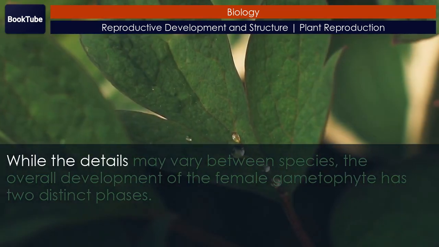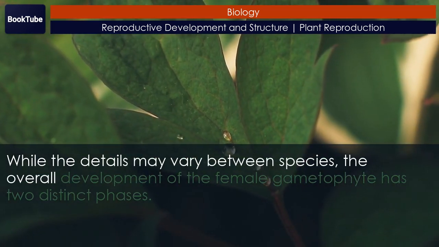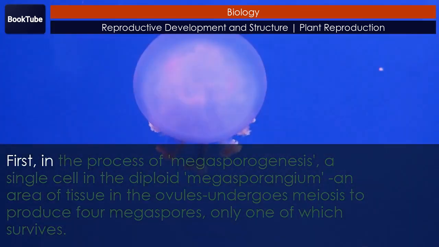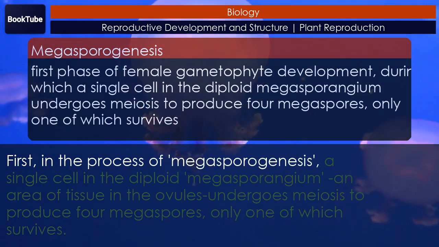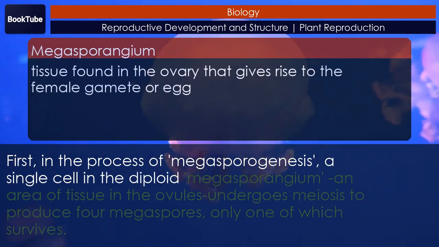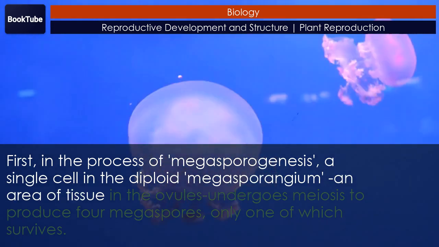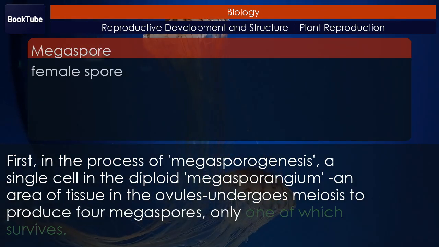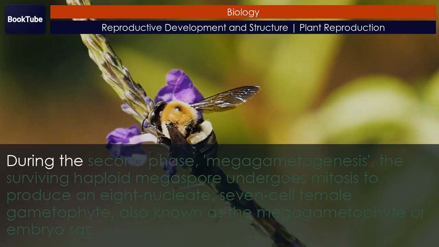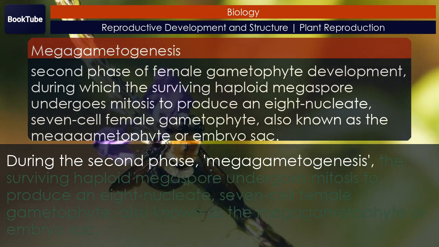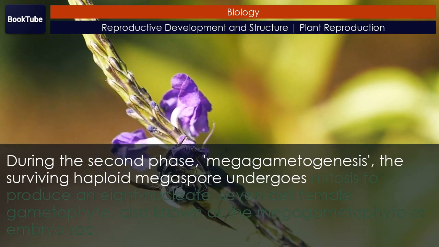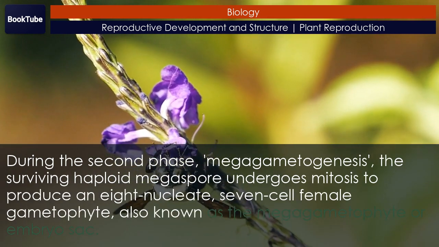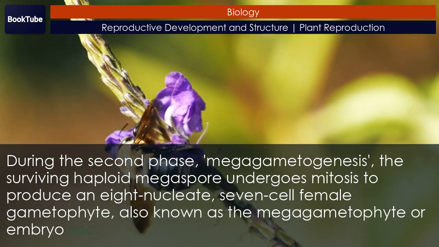While the details may vary between species, the overall development of the female gametophyte has 2 distinct phases. First, in the process of megasporogenesis, a single cell in the diploid megasporangium, an area of tissue in the ovules, undergoes meiosis to produce 4 megaspores, only one of which survives. During the second phase, megagametogenesis, the surviving haploid megaspore undergoes mitosis to produce an 8-nucleate, 7-cell female gametophyte, also known as the megagametophyte or embryo sac.